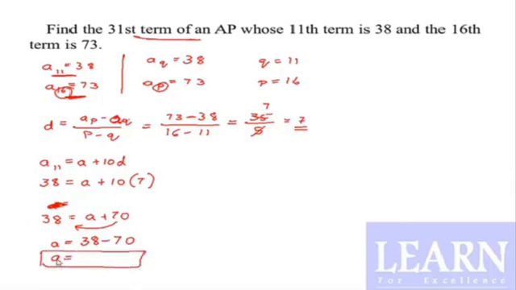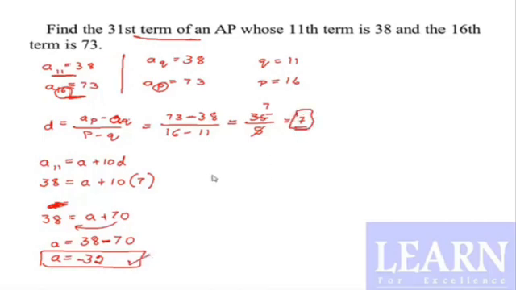Now subtract 38 from 70. How to subtract? 48, 58, 68. It is 30 and it is 32. So we'll write it as 32 over here, and the sign of the bigger number is minus. So A is minus 32. Now we have got what A is and what D is.